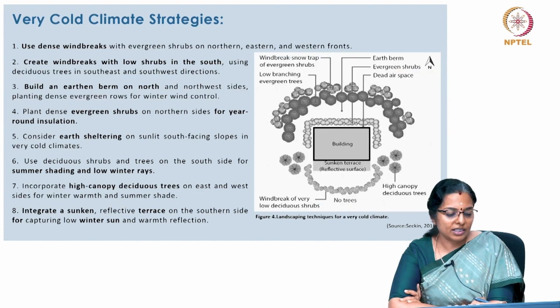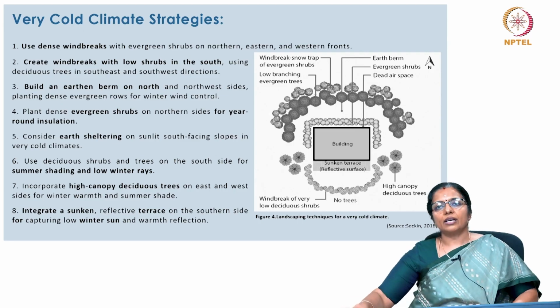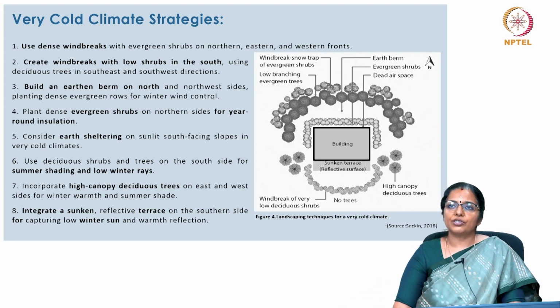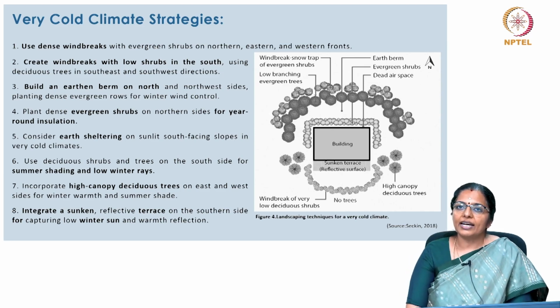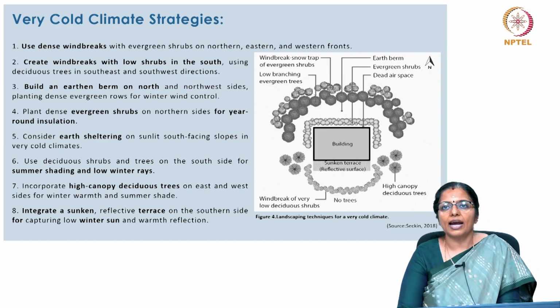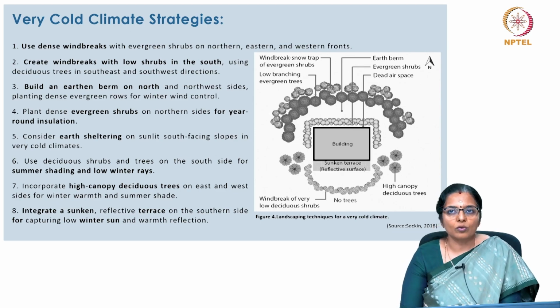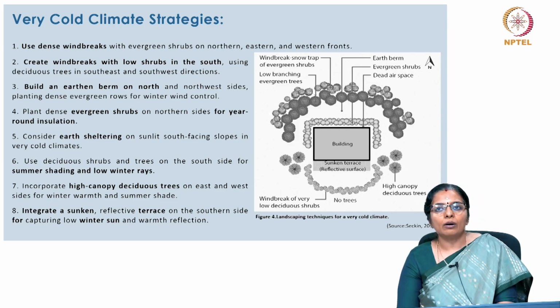Let us look at the strategies in very cold climate. In extremely cold climates, effective strategies include creating windbreaks with low shrubs in the south and using deciduous trees in southeast and southwest directions. Building earthen berms on northern sides, planting dense evergreen rows and utilizing earth sheltering contribute to winter wind control and insulation.